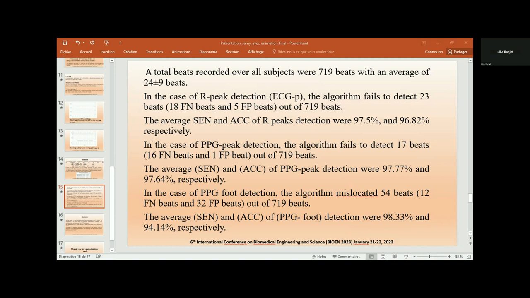In the case of PPG foot detection, the algorithm mislocated 54 beats, 12 FN beats, and 32 FP beats out of 790 beats. The average sensitivity and accuracy of PPG foot detection were 98.33% and 94.14% respectively.